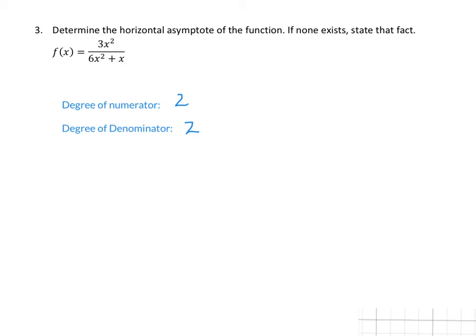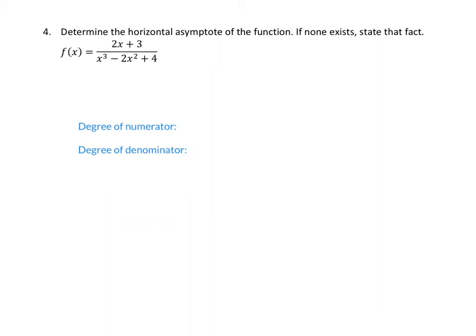Anytime the degree of the numerator and the degree of the denominator equal each other, then we have a horizontal asymptote at the line y equals a over b, where a over b is the ratio of the leading coefficients of the numerator and the denominator. So in this case, looking at the numerator, the leading coefficient is 3. And if we look at the denominator, the leading coefficient is 6. So this reduces to 1/2. So we have a horizontal asymptote at the line y equals 1/2.